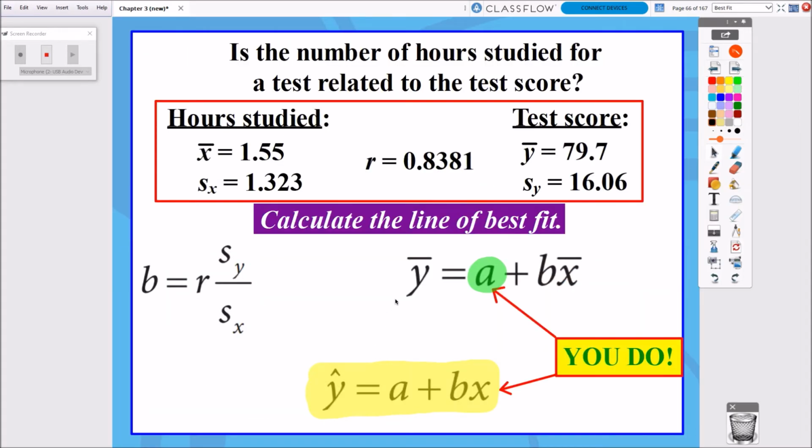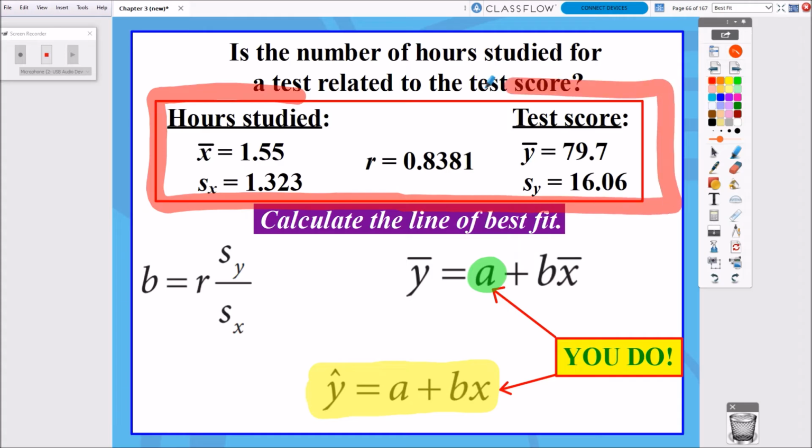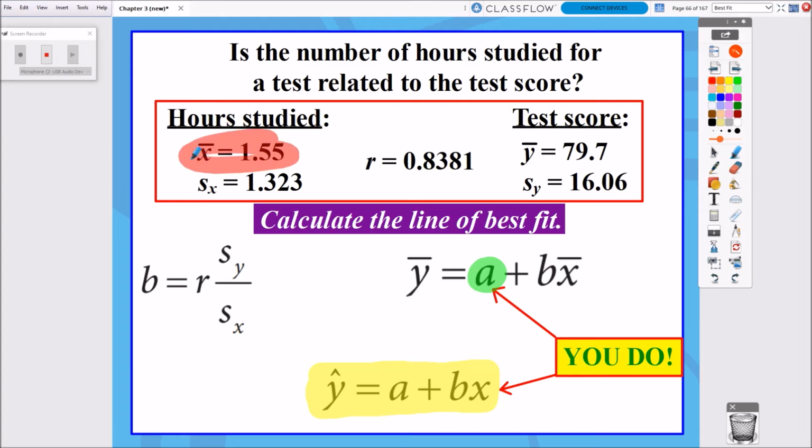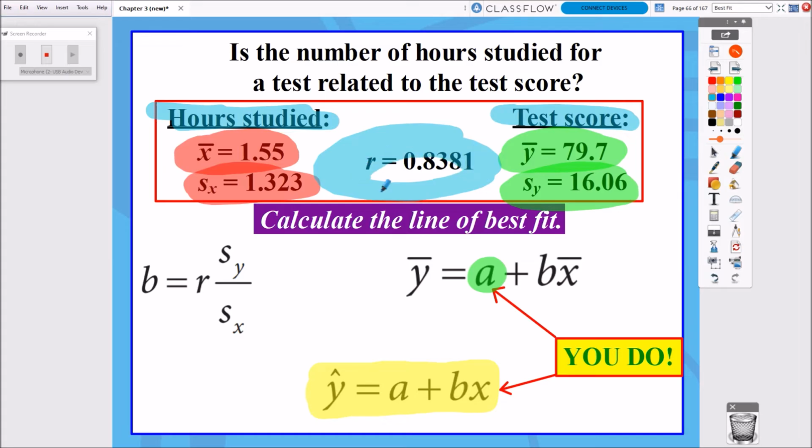So is the number of hours studied for a test related to the score that you get? So here are your summary statistics for what's going on here. Notice I didn't give you the data, but I told you the average number of hours studied is 1.55 hours with a standard deviation of 1.323 hours, and our average test score was a 79.7% with a standard deviation of 16.06%. And the relationship between number of hours studied and your test score gives us this correlation of 0.8381.